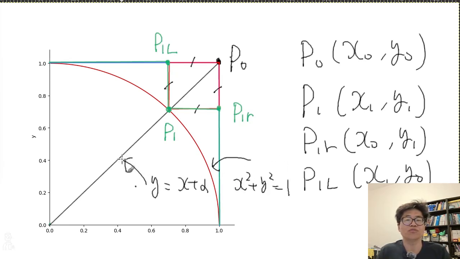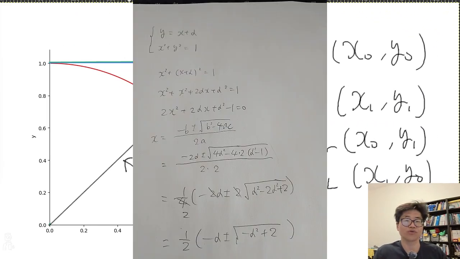Later, I need to move this line up and down, so I put alpha, and the circle equation is x squared plus y squared equals 1. So we can solve this equation to find P1. Then let's solve it. You can ask the AI to solve it, but for fun, I will do it by hand. So I will write the result down.